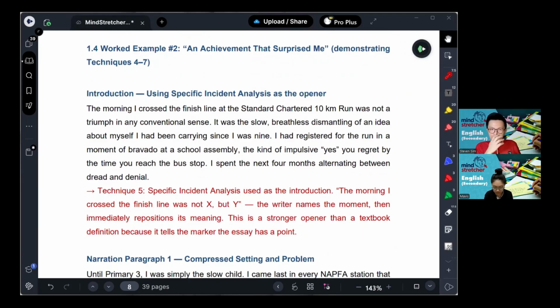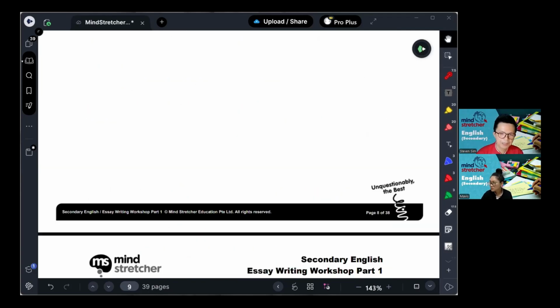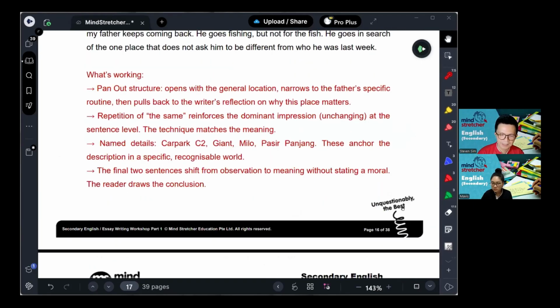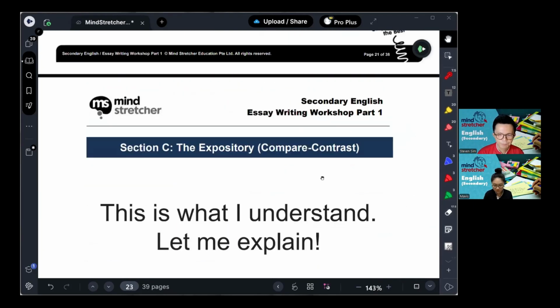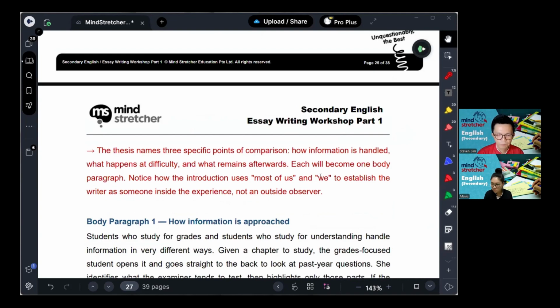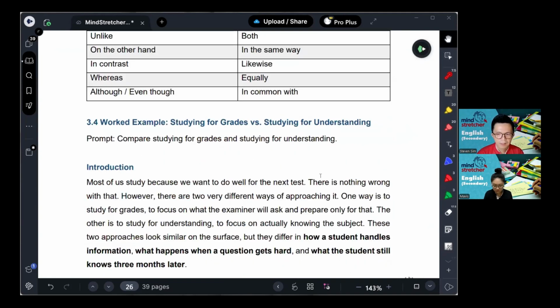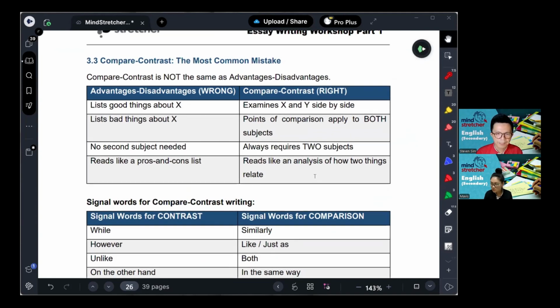Okay. So there's another example here, an achievement that surprised me. So again, a very typical kind of thing. And then of course you use various techniques. Okay, so I want to skip right now all the way to somewhere way behind all the appendix. Okay, so let's look at the appendix.